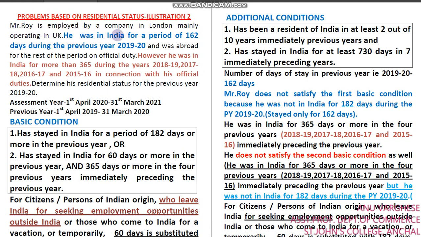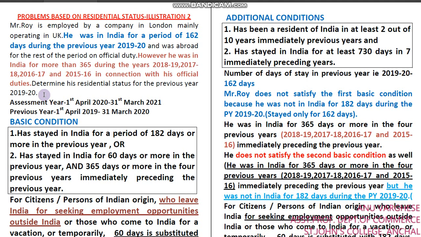Mr. Roy is employed by a company in London, mainly operating in UK. He was in India for a period of 162 days during the previous year 2019-20 and was abroad for the rest of the period on official duty. However, he was in India for more than 365 days during the years 2018-19, 2017-18, 2016-17 and 2015-16 in connection with his official duties. Determine his residential status for the previous year 2019-20.